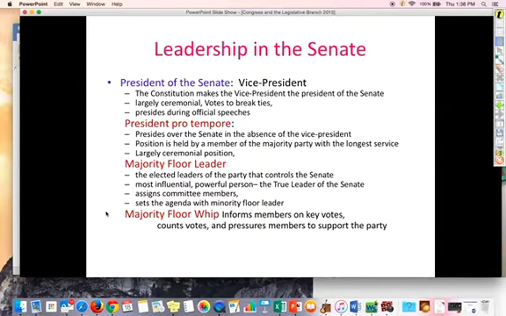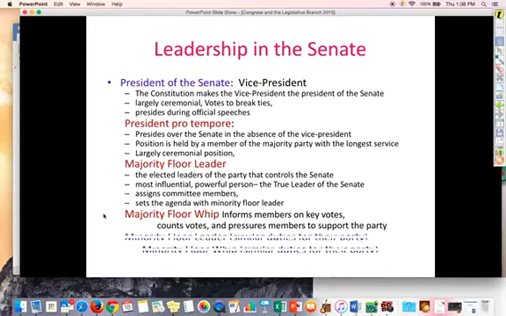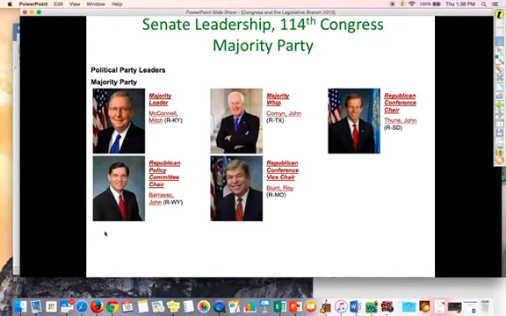He is assisted by a majority floor whip who does the same thing as in the House, informs members on key votes. They help count votes. They guide the bill through the Senate side. So please know that. And again, the Senate has a minority floor leader and a minority whip. Very similar functions. They help the process of bills getting pushed through and counting votes.